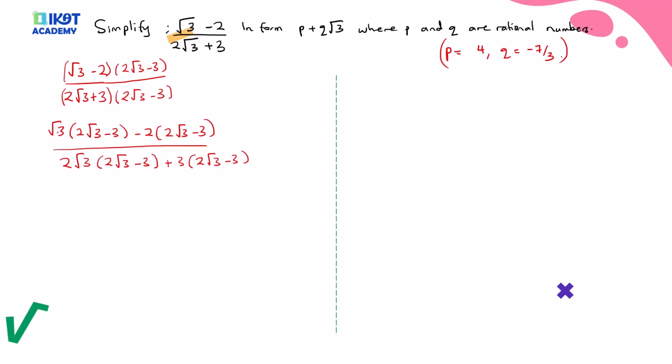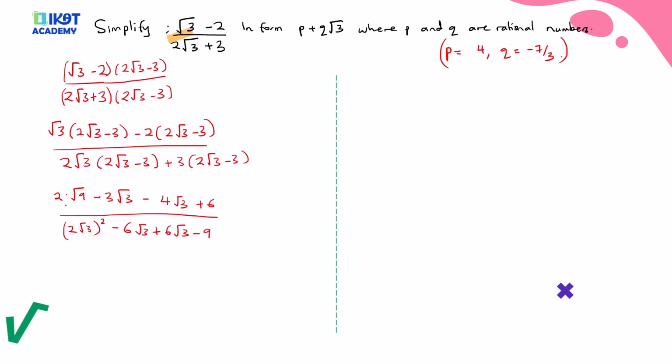So now we start opening the bracket. This is going to be 2 into root 3 times root 3. Root 3 times root 3 is going to be root of 9 minus 3 root of 3 minus 4 root of 3 plus 6. Out of here, we're going to have 2 root of 3 times. So this is going to be 2 root of 3 squared. Then we're going to have minus 6 root of 3 plus 6 root of 3 minus 9.